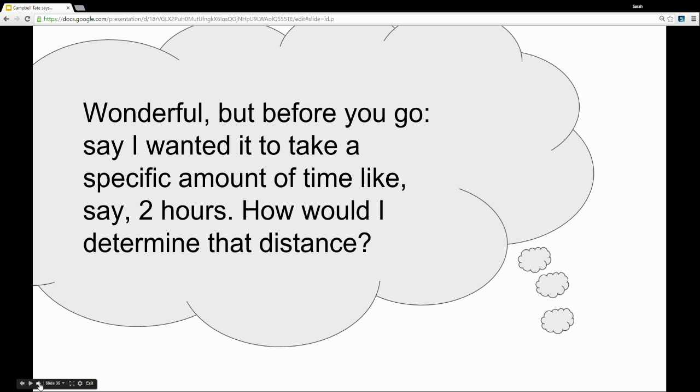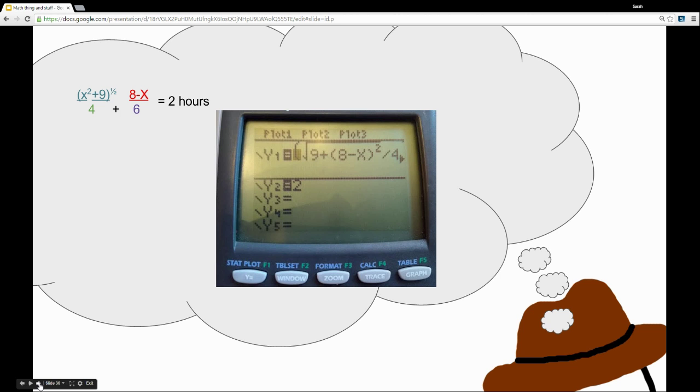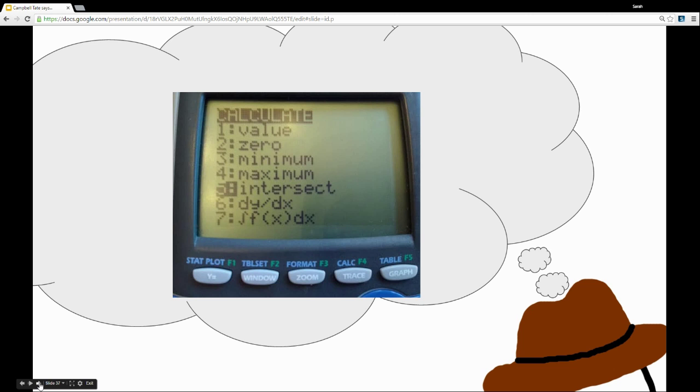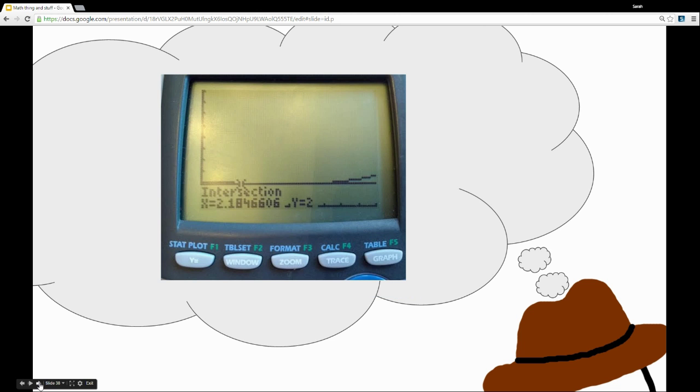Wonderful, but before you go, say I wanted it to take a specific amount of time, like 2 hours. How would I determine that distance? To do that, you make another line on the calculator at y equals 2. Then you'd find the intersection of 2 hours and an x value by going into the calc functions on your calculator and then using the intersection feature. This gives us our x value. To figure out how long you need to run and row for it to take 2 hours, then you would plug it in and solve just like we did when finding the minimum.